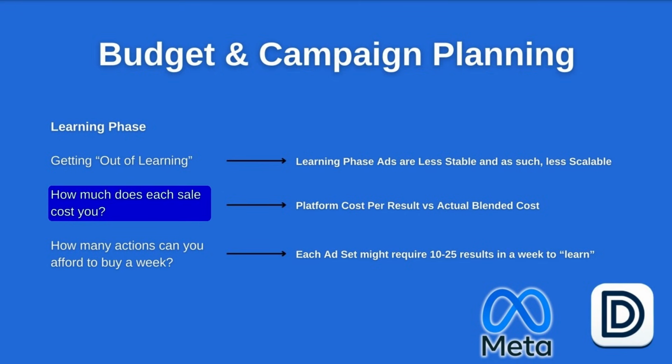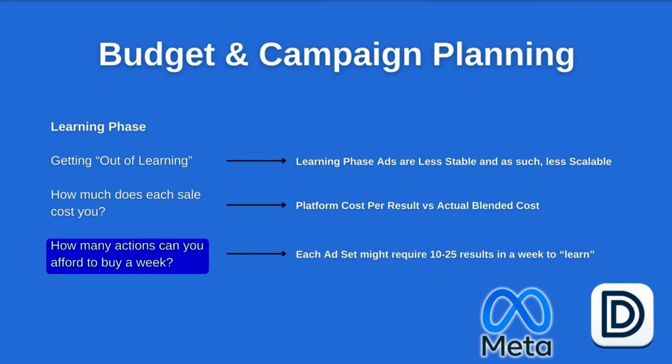The next part about the learning phase is knowing how much does each sale cost you. And there's a very big difference between platform cost per result versus actual blended cost per result. And lastly, how many actions can you afford to buy a week? Each ad set might require 10 to 25 results in a week to learn. And this is really important when combining step 2 and step 3 of this process because it lets you know what your budget needs to be to realistically get out of the learning phase.